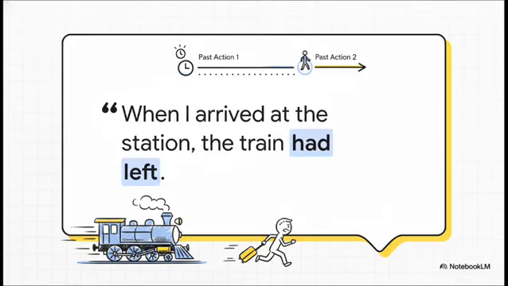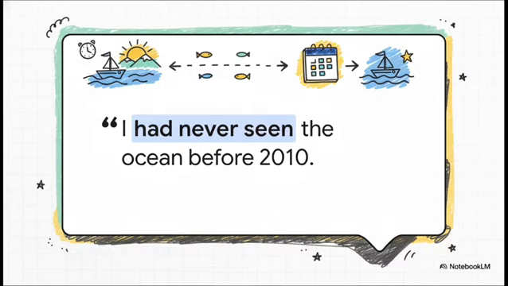Here's our classic example again. This is use case number 1. The arriving and the leaving are both in the past. But since the train leaving happened first, it gets the past perfect treatment. The train had left. Now, this one is really interesting because it's about experience. The specific point in the past here is 2010. We're talking about the experience or, lack of it in all the time before that moment. So I had never seen the ocean before 2010.